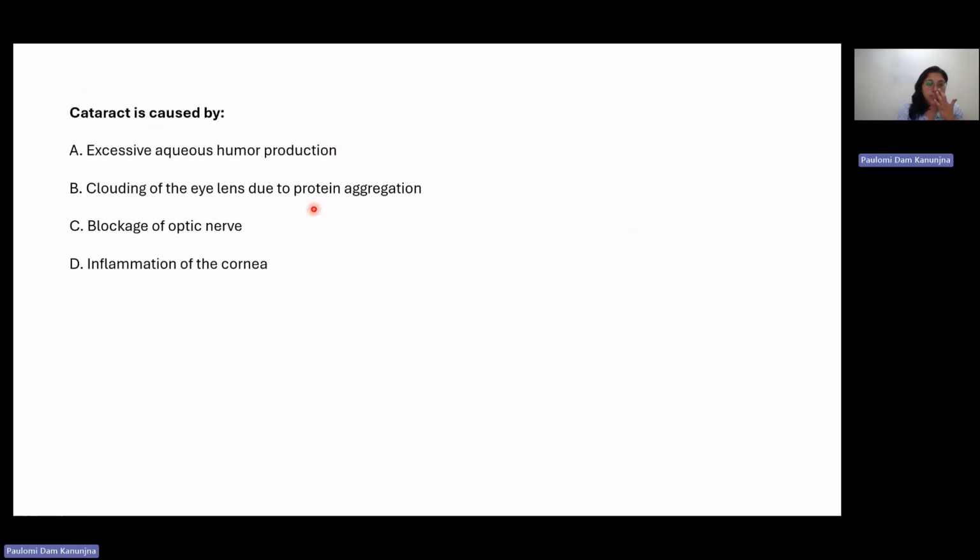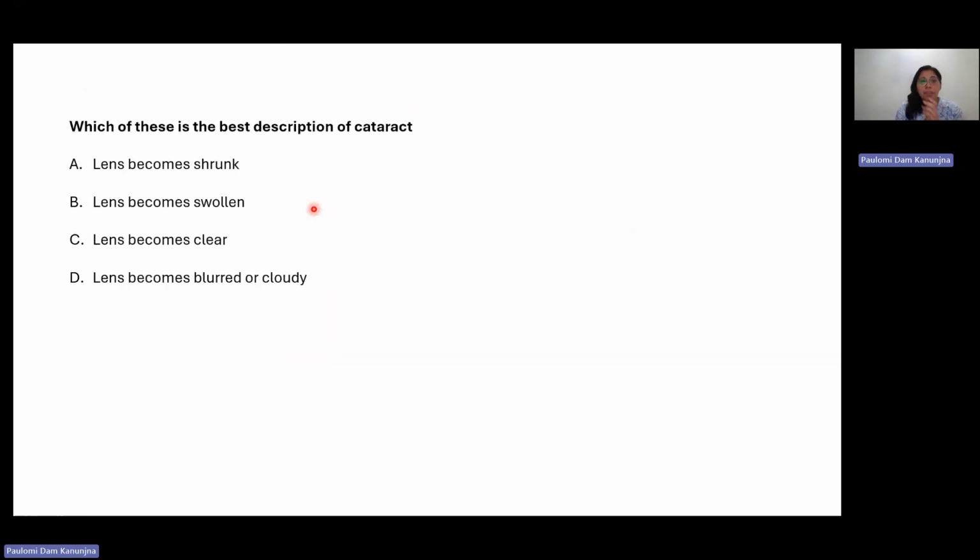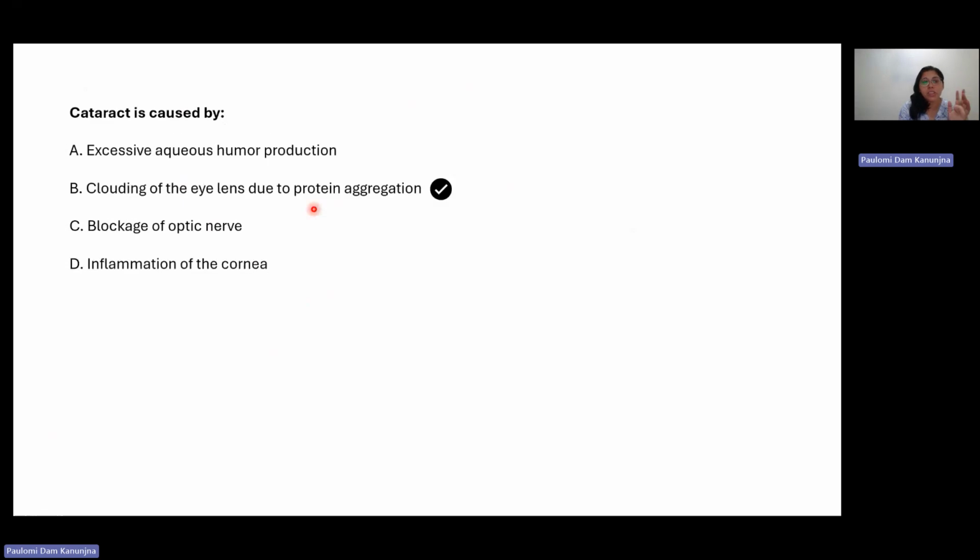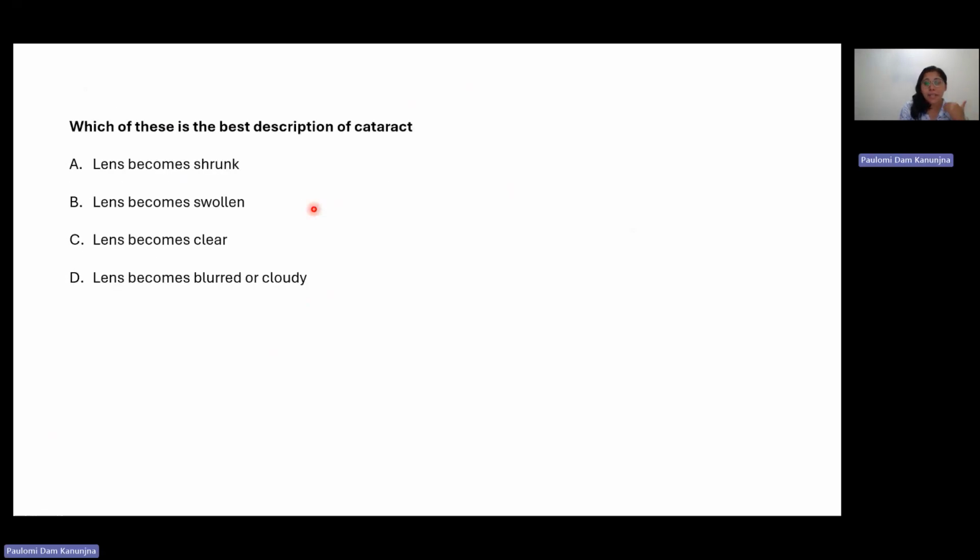Right. As we have discussed so far, cataract is basically clouding of the eye lens, which is again due to protein aggregation. Which protein aggregation? Alpha crystalline. Now, which of these is the best description of cataract? Now we know it's a clouding lens. So what makes it cloudy? Is it because the lens has become shrunk, swollen, clear, or blurred? Just because we call it cloudy, does it really mean that it is blurred, or can there be any other reason also?